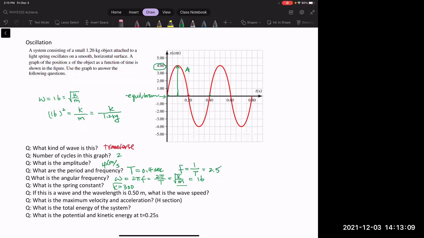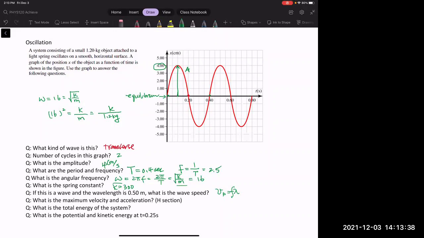Okay, the next one here is that they tell you if this is a wave, not an oscillation, this is a wave. It has a wavelength of 0.5 meter, then what is the wave speed? Okay, so what is the wave speed equation? The wave speed is equal to lambda times f, the frequency times the wavelength.